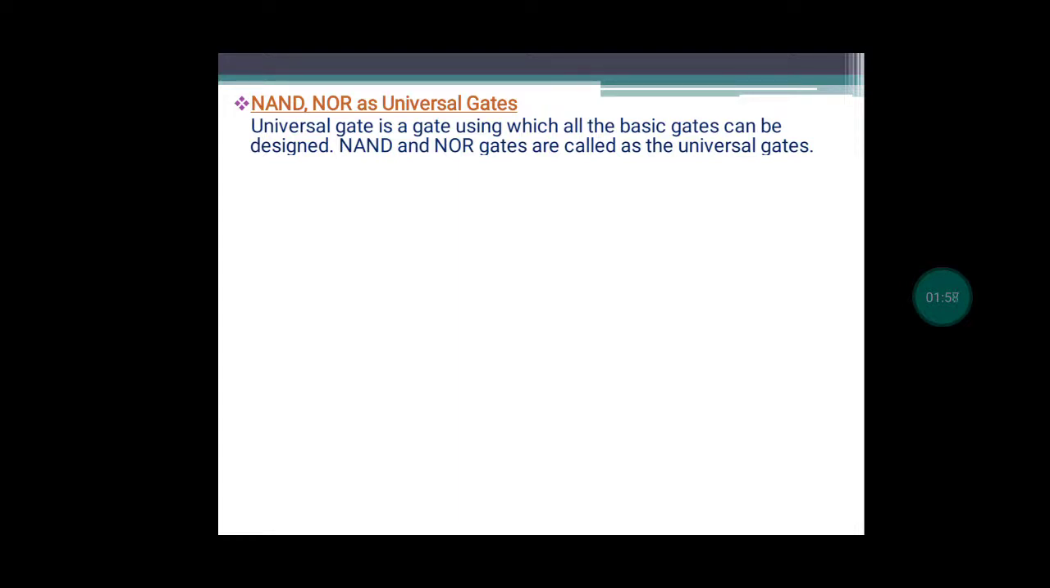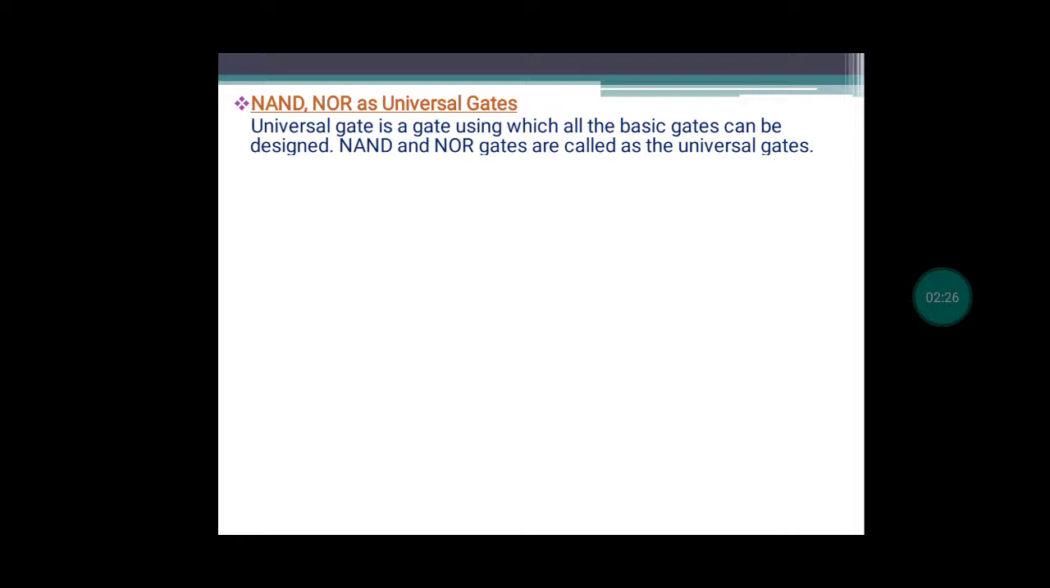Here a question can be asked, what is a universal gate? Or give an example for universal gate. You have to write this definition: universal gate is a gate using which all the basic gates can be designed. An example for universal gates are NAND and NOR. Did you understand why we call NAND and NOR universal gates? Because using these two gates we can design basic gates.